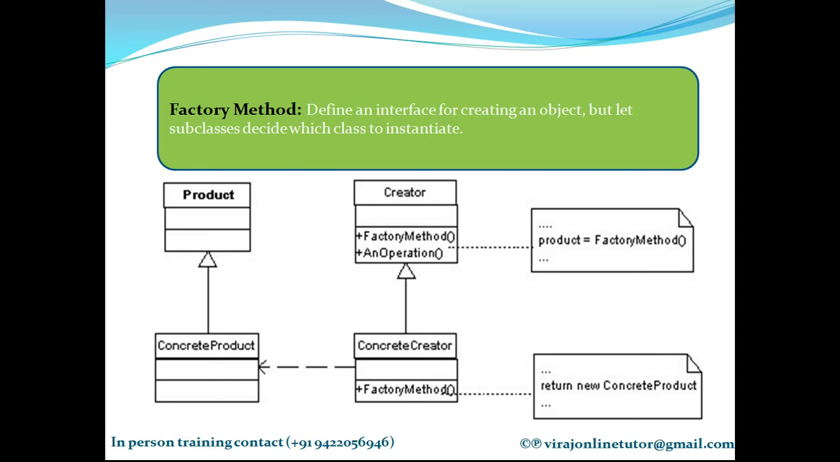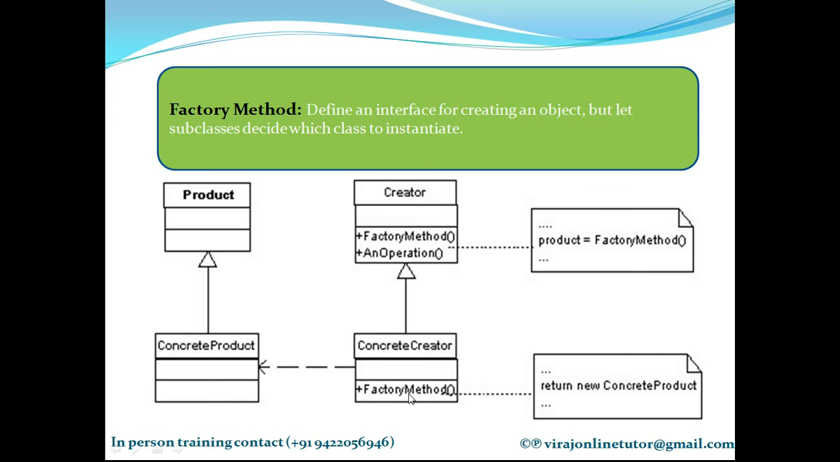So here I am defining an interface called creator, and let subclasses decide which classes to instantiate, meaning let concrete creator decide which object to create, meaning which concrete product to create. So now this sentence makes sense. Define an interface for creating an object. Now here creator is an interface, but let subclasses decide. Let concrete creator class decide which class to instantiate.